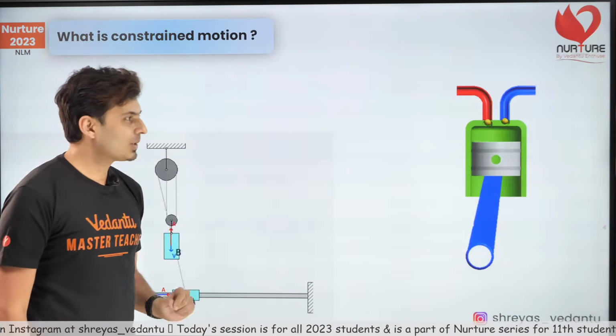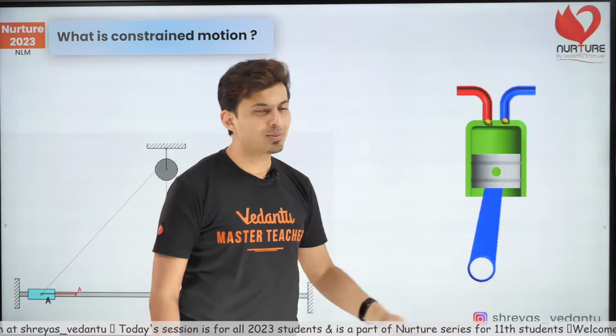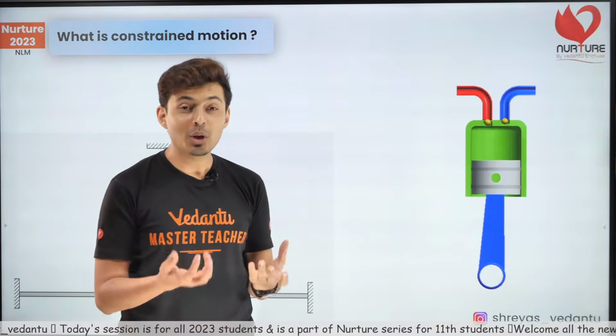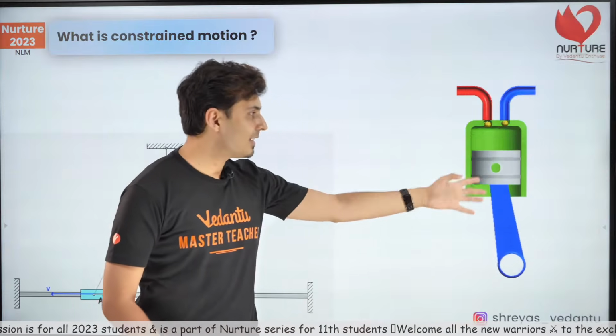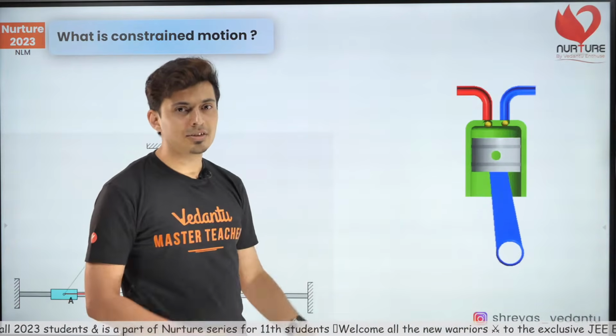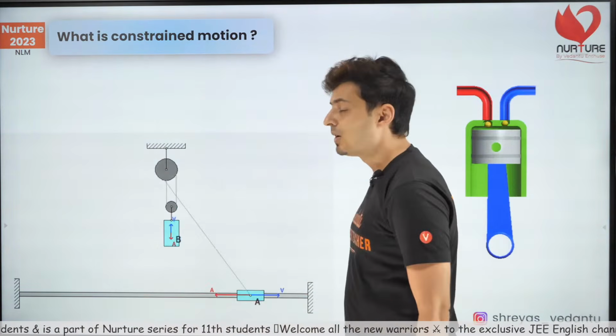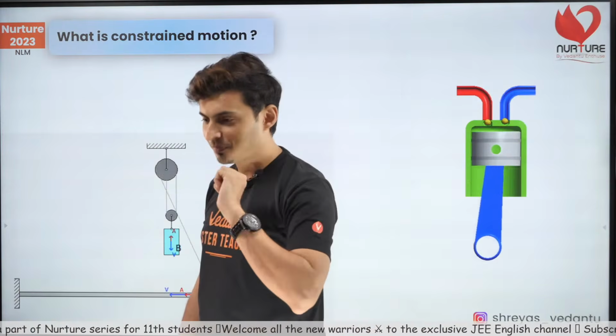Alright, some of you know this. So this is a piston cylinder arrangement which is there in your engine. So your engine, car engine, bike engine, all of this has this arrangement. This is constrained motion. This is an example of constrained motion.